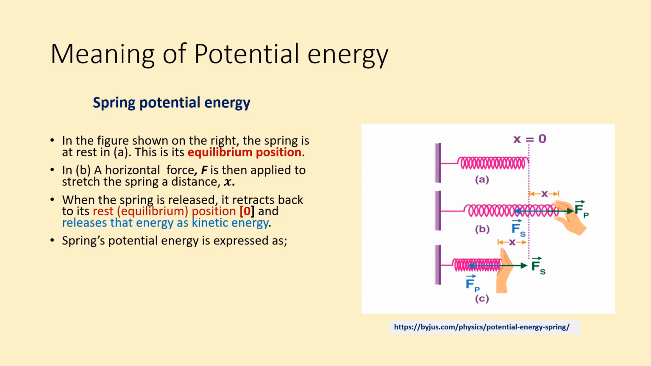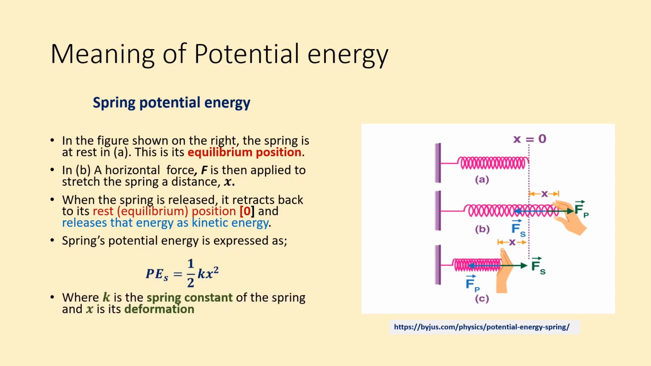So the spring's potential energy can therefore be expressed as half kx squared. This is the formula for the spring's potential energy, where k is the spring constant of the spring. That makes sense because how springy or how elastic the spring is depends on the materials that were used to make the spring. If you go back to your physics notes and study Hooke's law, then that will become apparent. And x is the deformation.